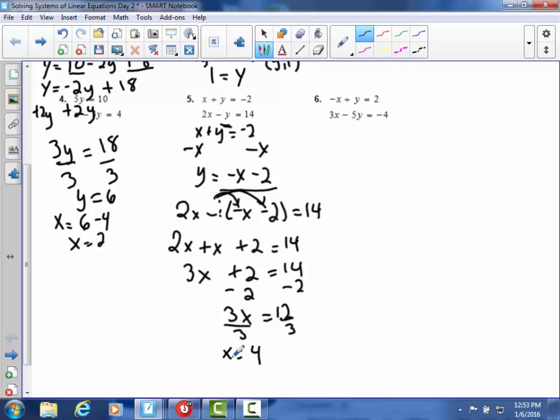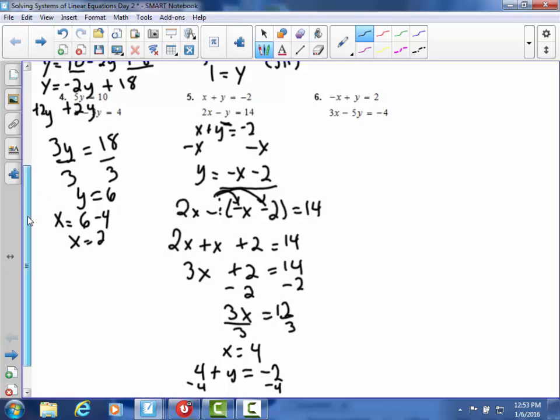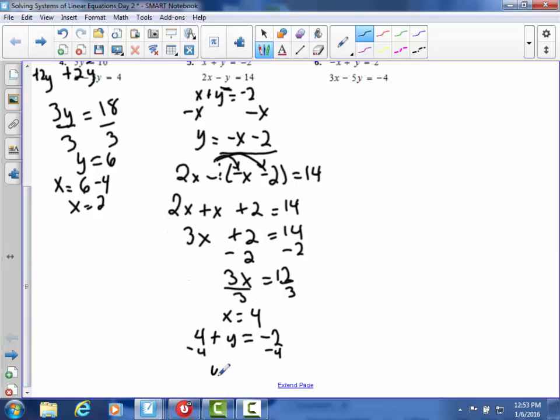So now that I have the x equals 4, I go back to my original equations, and I can select either one. I'm going to choose the top one because it looks a little simpler, and replace the x with 4. So 4 plus y equals negative 2. So I would subtract the 4 from both sides, and I know that y equals negative 6. So my solution is 4, negative 6.